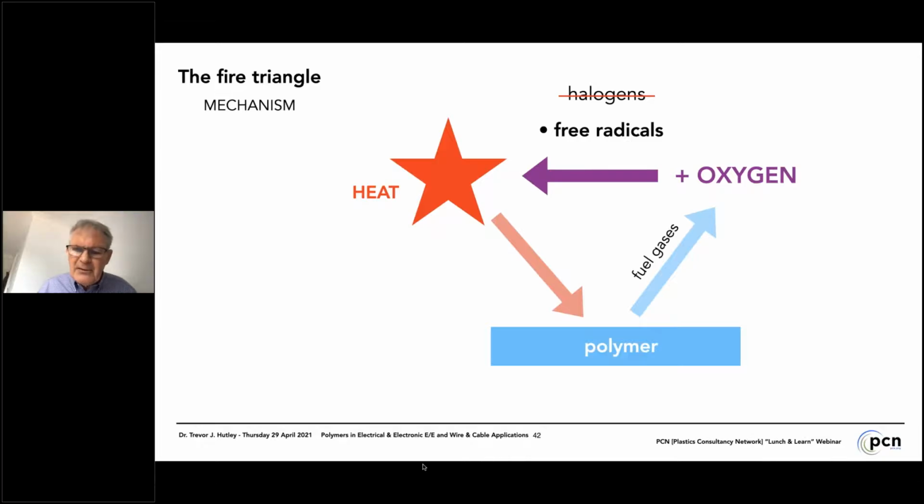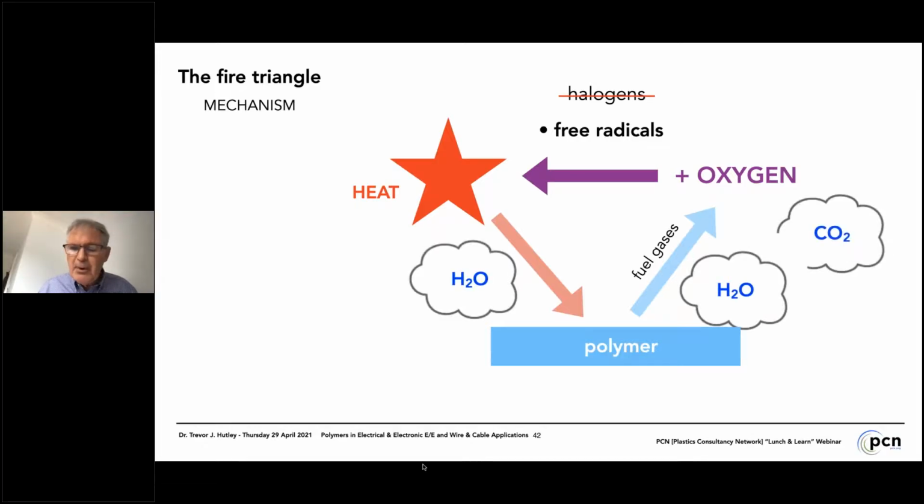And so what have we had to do now? We've had to develop a different approach. We've had to find materials that could generate water, steam, carbon dioxide, and also coatings that could form on the polymer, intumescent coatings, to be a barrier to the fuel being in the fire. And that's how we've ended up with the category of materials known as low smoke, zero halogen materials in the wire and cable industry.